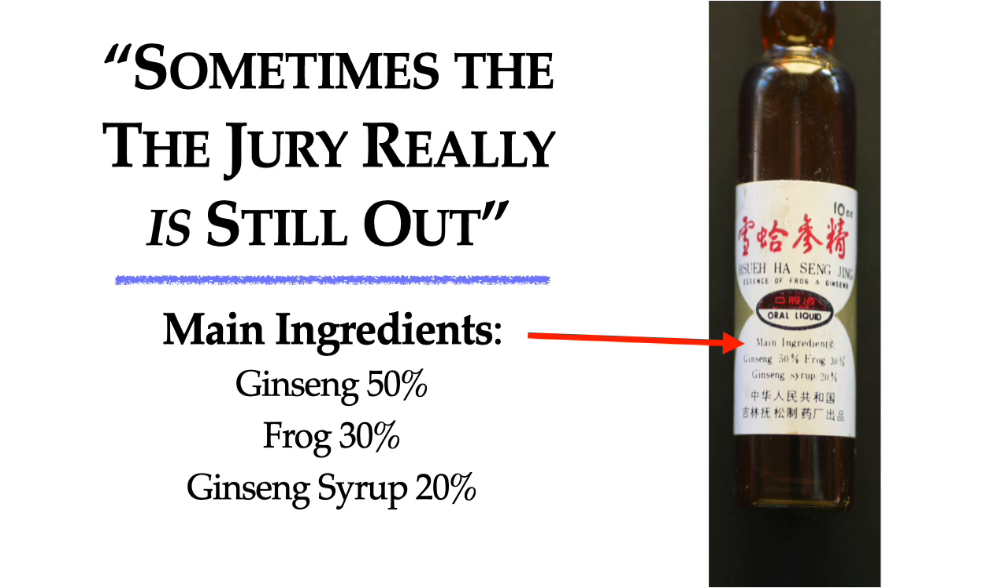Now, sometimes the jury really is still out. I picked this ampule up on my first trip to China in 1985. It was an oral liquid in a glass ampule. I'd never seen that before. But you probably can't read it, so I've told you what's on the label. It says main ingredients: ginseng 50%, frog 30%, and ginseng syrup 20%. Now, it doesn't say what kind of frogs, what parts of the frog, nothing, just frog 30%. So I have no idea how frog might interact with all the medications people take. So if somebody asks me about this one, I have to say, well, the jury really is still out.